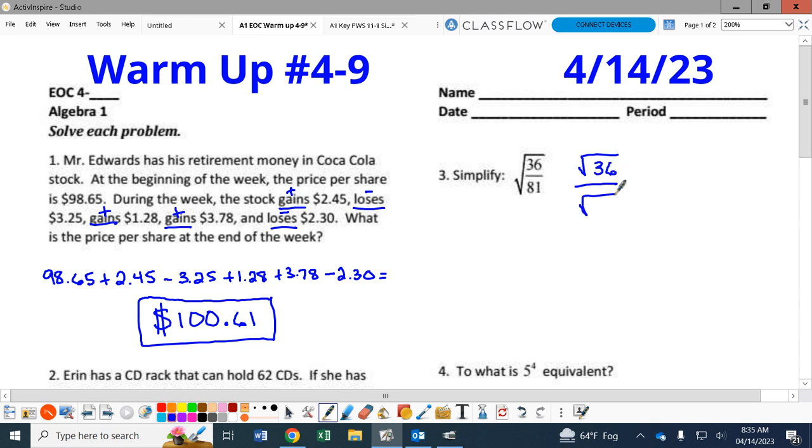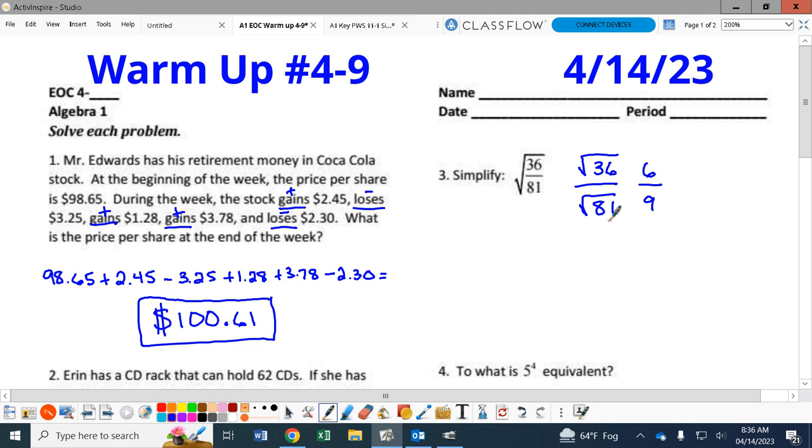And you should recognize something special about both these numbers. What kind of numbers are these? Perfect squares. They have perfect squares, meaning they're going to be whole numbers when you take their square roots. What is the square root of 36? 6. What is the square root of 81? 9. However, that is not the answer, and someone's going to put that on the EOC, and you need to make sure you reduce things if you can possibly reduce them. That's simplifying it all the way.